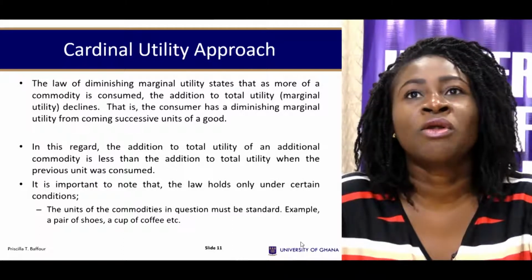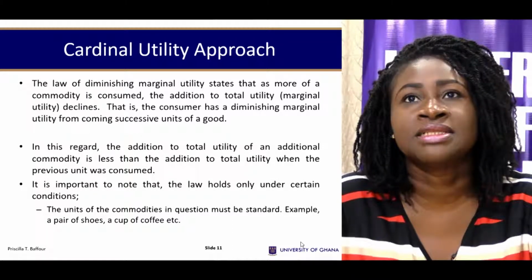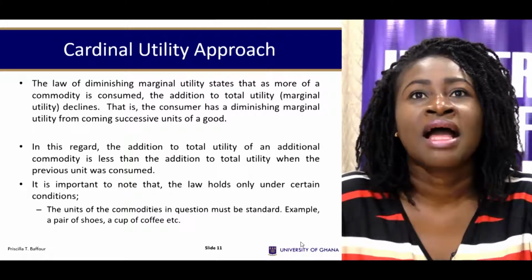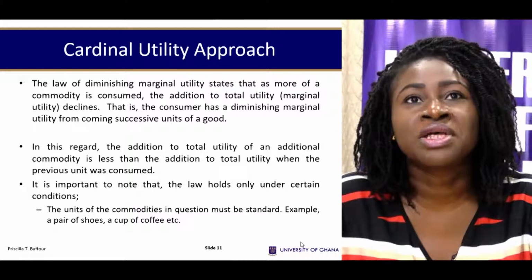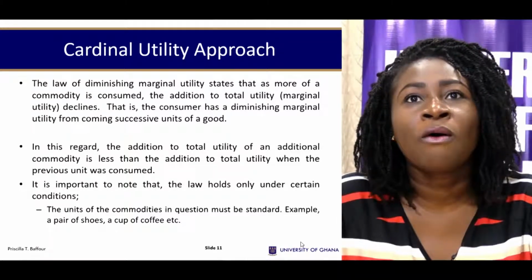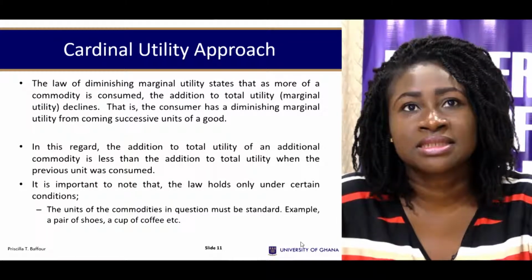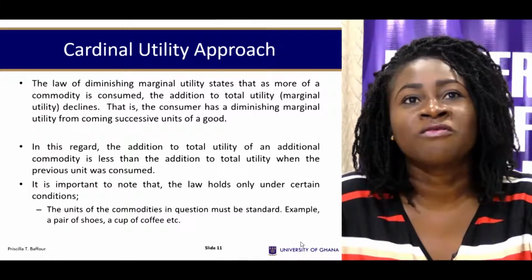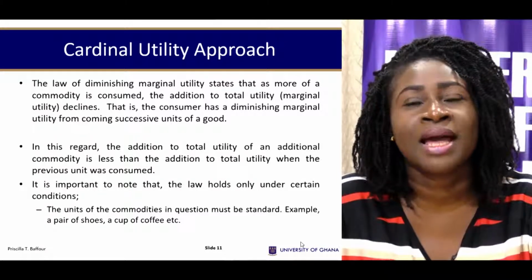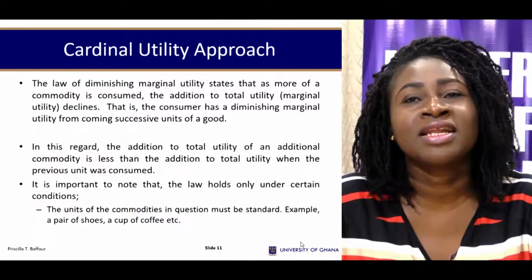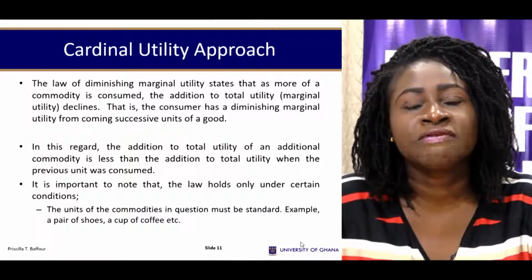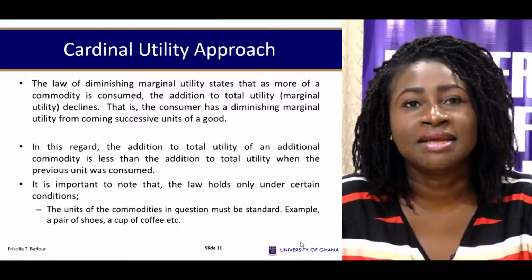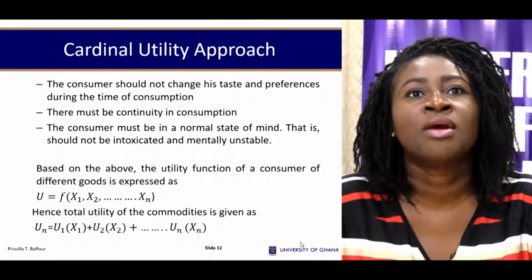So in terms of the law of diminishing marginal utility, it states that the more of a commodity you consume, in terms of the additions to total utility, the more your satisfaction declines, right? So when you have consumed a plate of rice, the first plate gives you a higher satisfaction. When you are given a second plate, your satisfaction for the second will be less than the first. That is basically what diminishing marginal utility postulates.